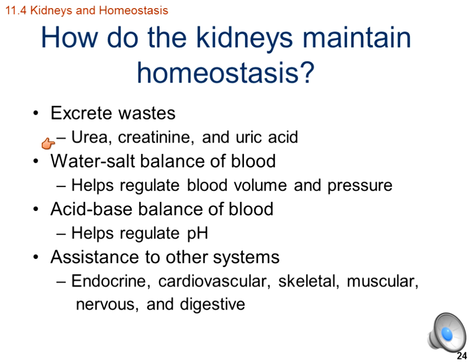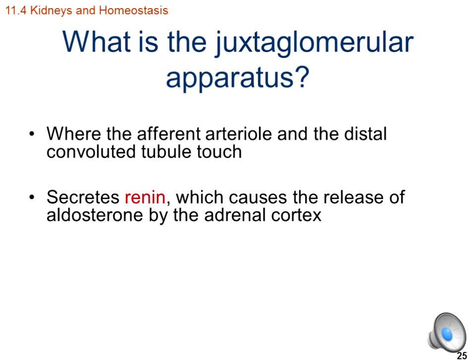So the way that the kidneys maintain homeostasis is that they excrete waste, these big three we've talked about: urea, creatine, and uric acid. They regulate salt-water balance, and that helps to regulate not only your blood volume but also your blood pressure. If your volume gets too low, then your pressure will get too low, and conversely, if your volume is too high, your pressure can get too high. They regulate the acid-base balance of the blood by regulating the pH and ensuring that we have the appropriate combination of hydrogen and bicarbonate ions, and they also provide assistance to other systems, including your endocrine, cardiovascular, skeletal, muscle, nervous, and digestive systems.